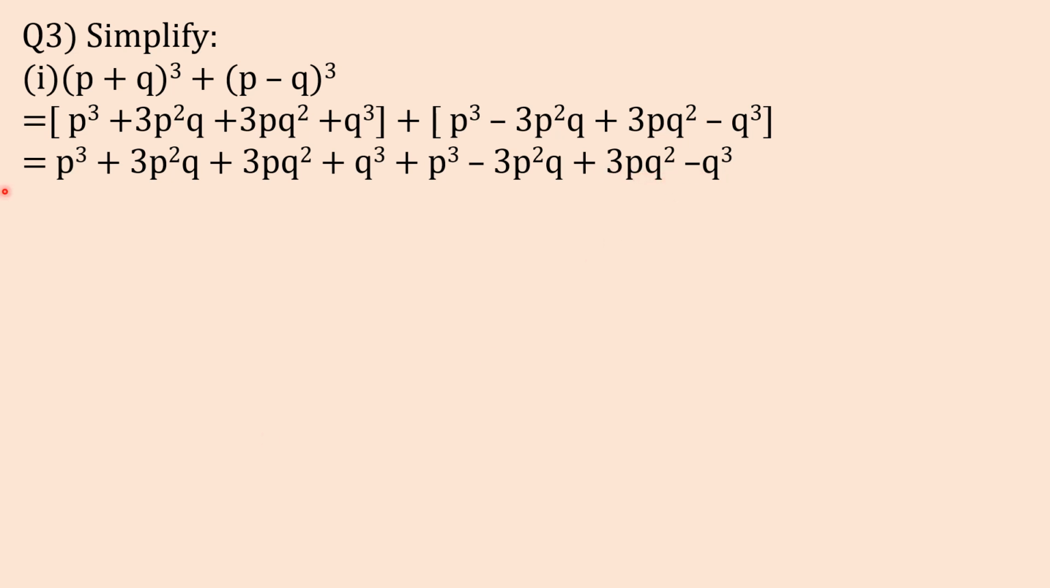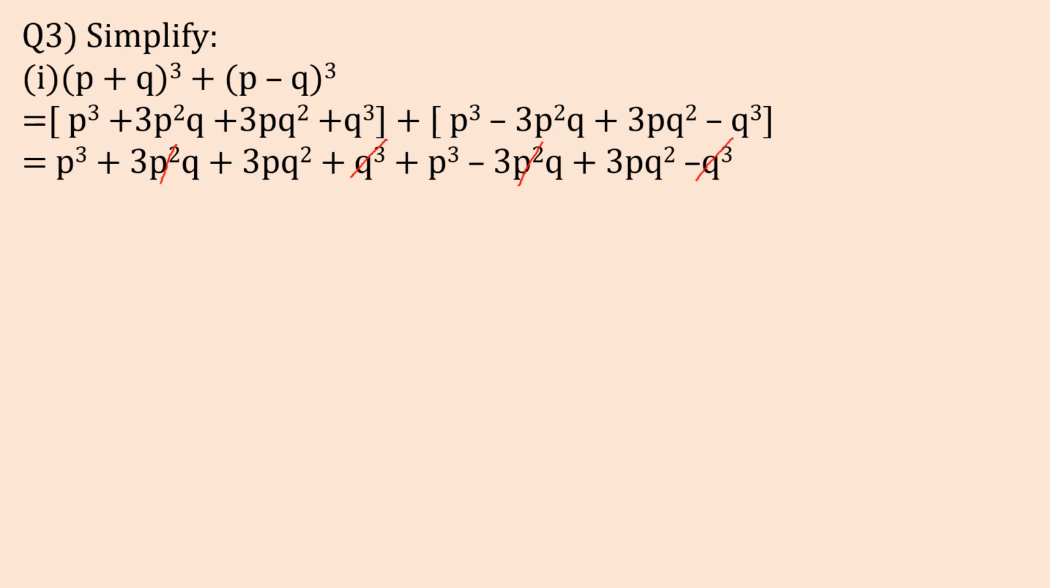So you know students, here you can see this is a like term, p cube plus p cube. Both are with the same sign, so they will add up. Now can you see 3p square q and here minus 3p square q. So this will cancel each other. Opposite signs will get cancelled. Now here you see, students, 3pq square plus and plus 3pq square. Both are with the same sign and same coefficient, so they will add up. Now plus q cube and here minus q cube. So this term will also get cancelled.